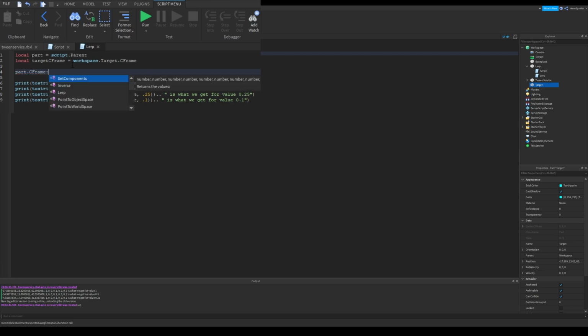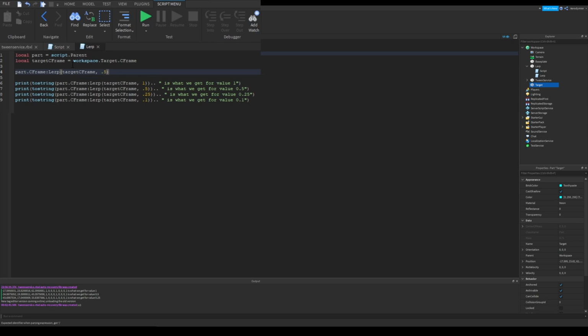If you are using it with a part, you need to type part.CFrame first, because this is a function of CFrame, not the part itself. If you don't know what CFrames are, they are basically a value which contains both position and rotation values. Back to Lerp. First one is the goal CFrame and second one is a fraction between 0 and 1.